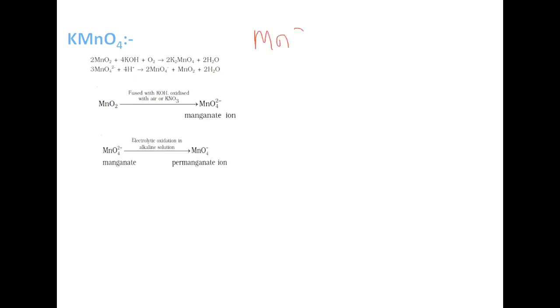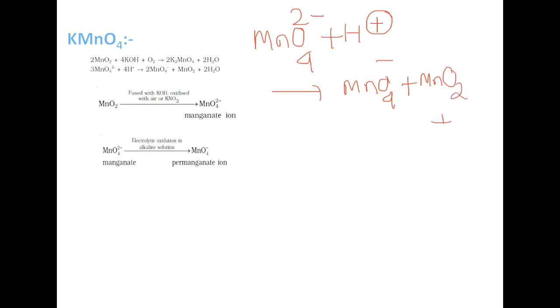Actually, potassium manganate in acidic medium is unstable. This undergoes a disproportionation reaction to convert to permanganate plus manganese dioxide plus water. Actually, you have to use some acid to convert manganate to permanganate.